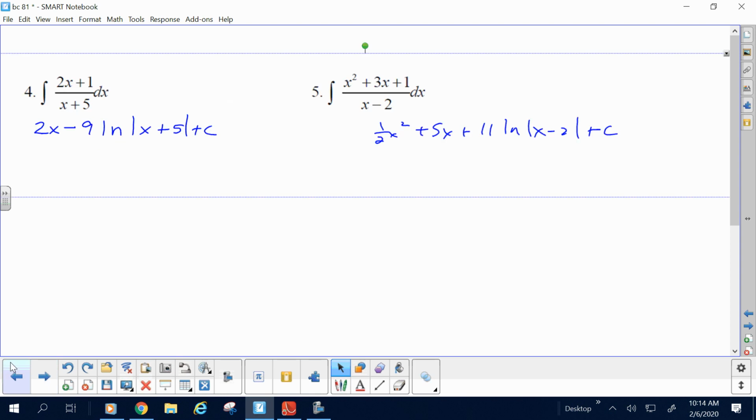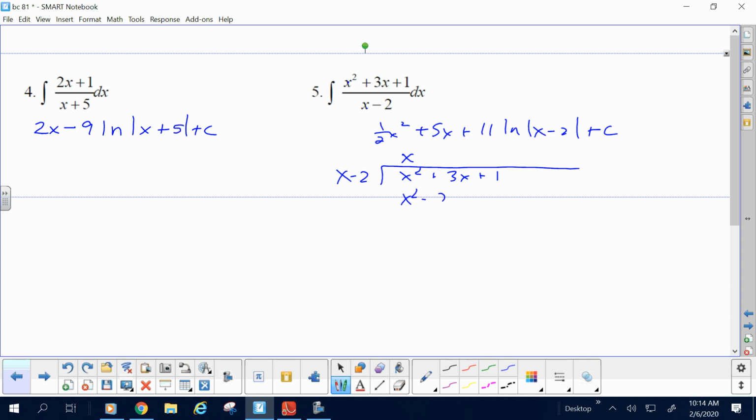Review 5. Okay. What do you have to do first? You gotta divide. If it's a greater power in the numerator, you have to divide first. Did you synthetically or long divide? You could long divide. Alright, so x minus 2 into x squared plus 3x plus 1. How many times does x go into x squared? X times. X squared minus 2x. Change signs. Draw the line. You should get 5x plus 1. How many times does x go into 5x? 5 times. Change signs. Draw the line.